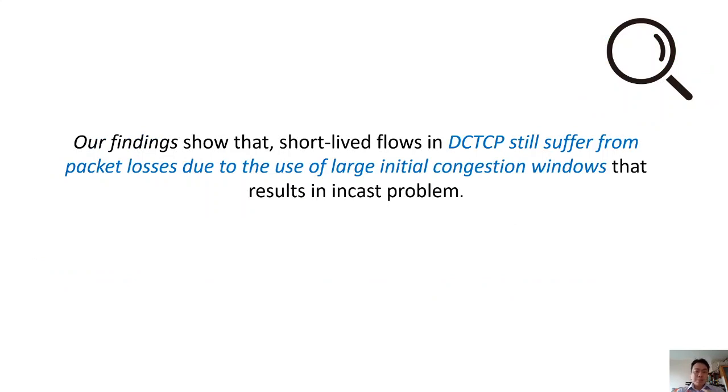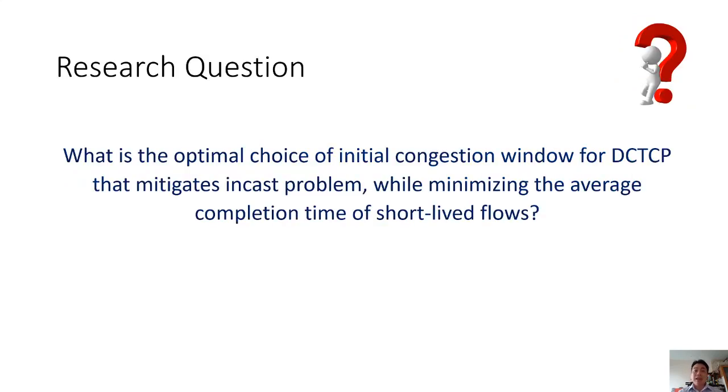So in summary, our findings show that short-lived flows in DCTCP still suffer from packet loss due to the use of a large initial congestion window that results in the incast problem. Okay, then we ask ourselves, what is the optimal choice of initial congestion window for DCTCP that mitigates the incast problem while minimizing the average completion time of short-lived flows?